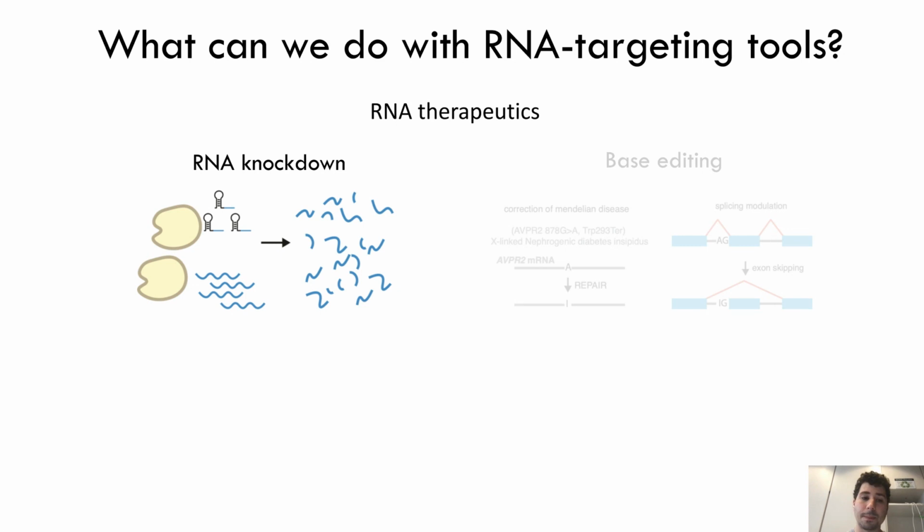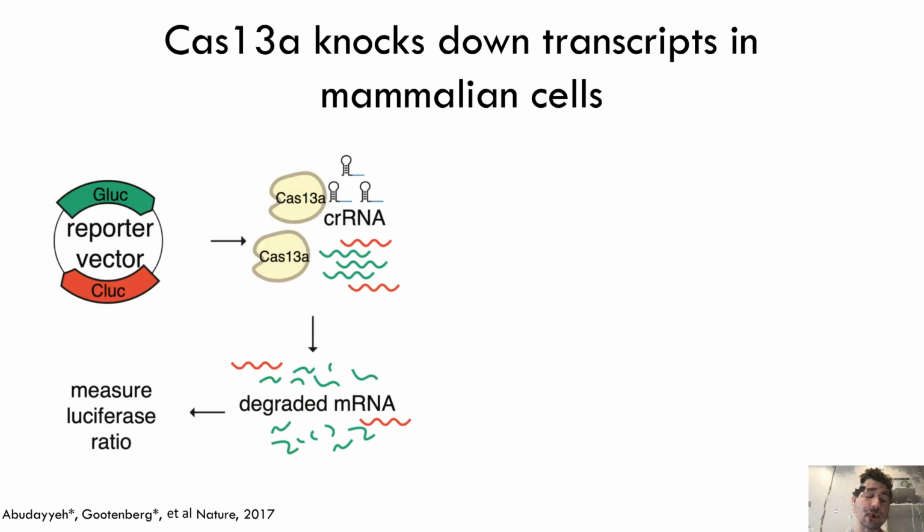Now, you could think it might be very easy to apply Cas13 inside mammalian cells, and to an extent, that's correct. So we can take Cas13 and put it in mammalian cells with a CRISPR RNA targeting a transcript. Here we use a ratiometric reporter that has a Gaussia luciferase and a Cypridina luciferase.